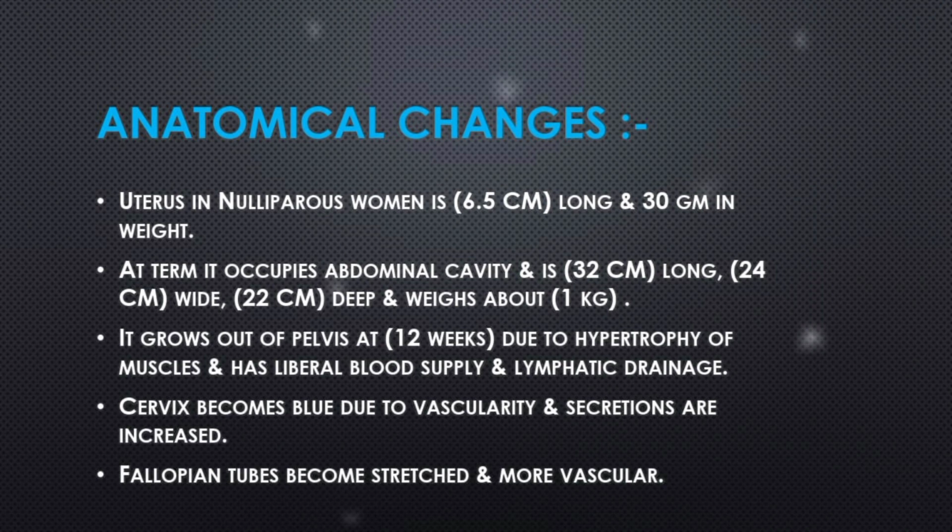The next point: the uterus grows out of the pelvis at 12 weeks due to hypertrophy of muscles and has liberal blood supply and lymphatic drainage. The cervix becomes blue due to vascularity, and secretions are increased and become copious in nature. Then the last point here, the fallopian tubes become stretched and more vascular.